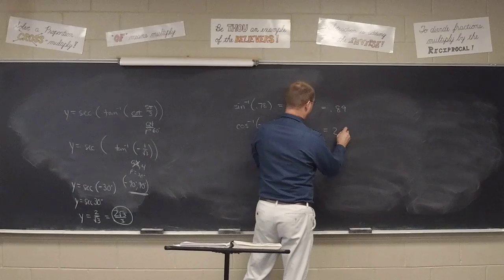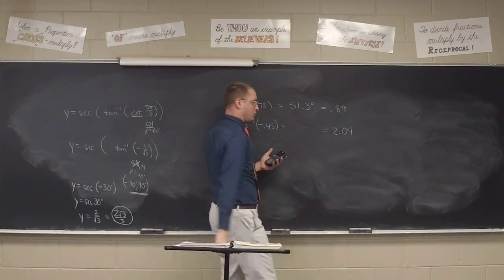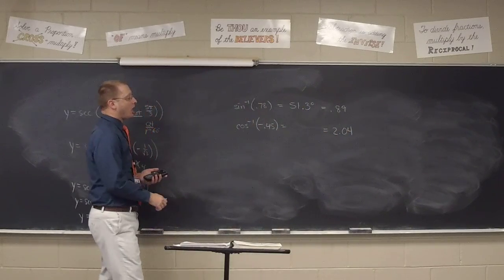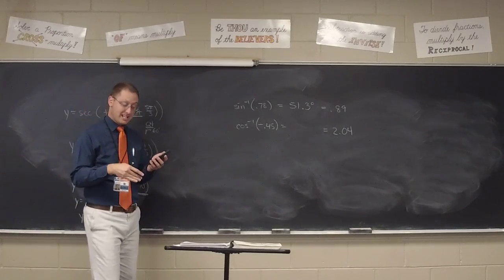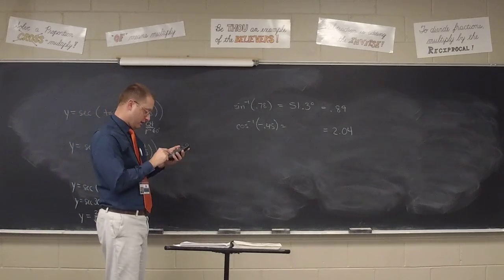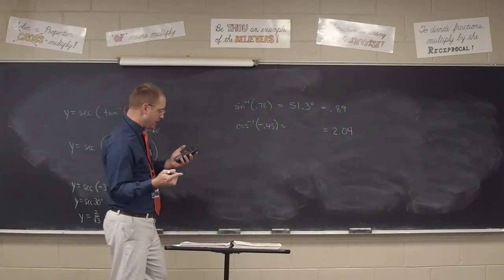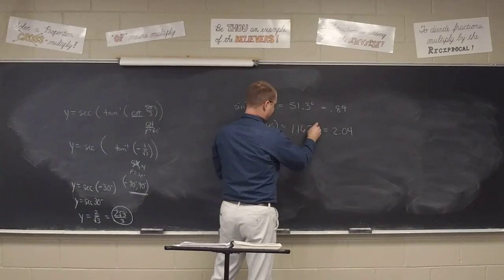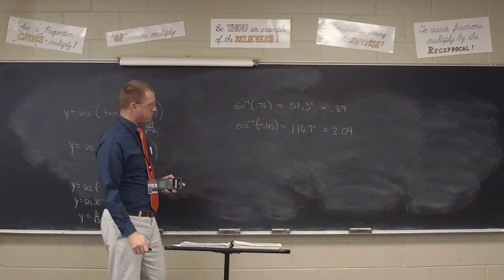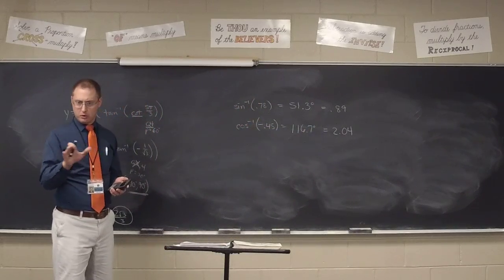2.0. Okay, 2.04. We'll go 2 decimal places here. Or put it in degree mode. Remember, you have to tap twice because the first tap puts it in gradient mode. Go back to degree mode, and once again, the arc cosine of negative 0.45. 116.7. Good, 116.7 degrees. Everyone keeping up? We're good to go with this.